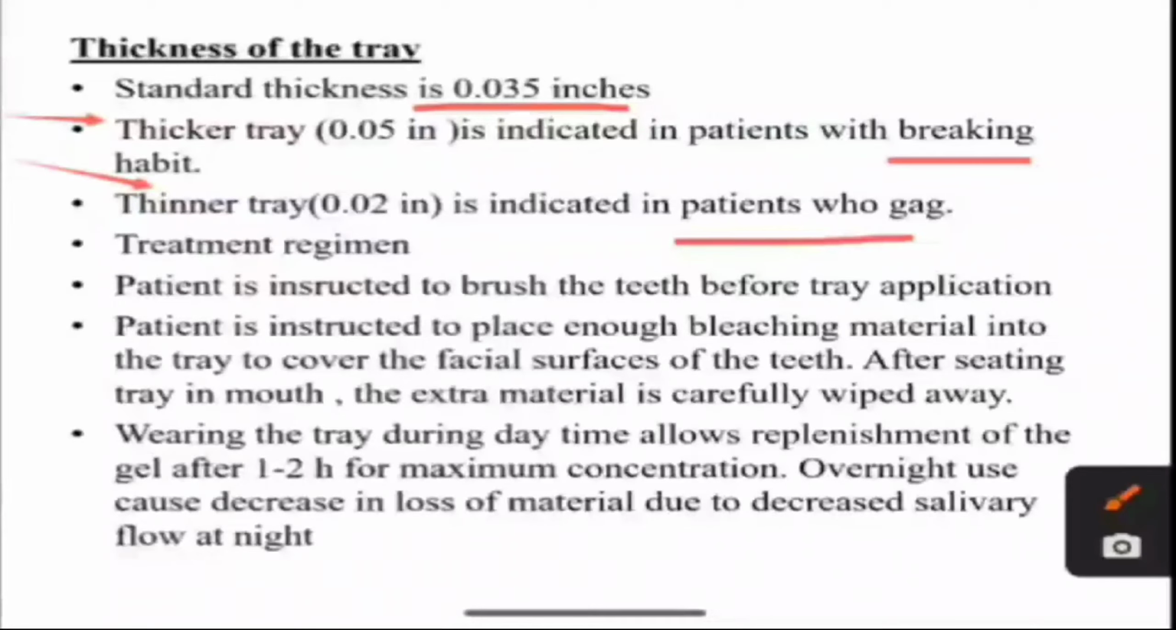Next one is the treatment regimen. The patient is instructed to brush the teeth before tray application. After that the bleaching material is placed into the tray to cover the facial surface of the teeth, and after seating it in the mouth, any extra material is wiped away. Overnight use may cause a decrease in loss of material due to decreased salivary flow at night.